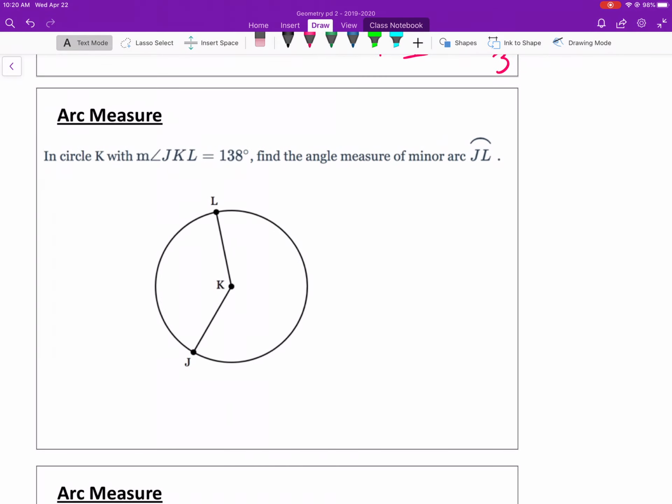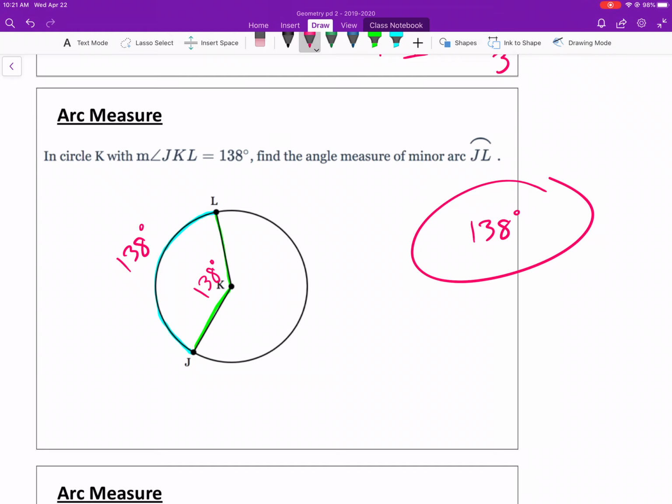So now the section in Delta Math that says arc measure. In circle K with the measure of angle JKL equal to 138 degrees. JKL, that angle is here. Find the measure of minor arc JL, which is that right there. All right. Now, this is a central angle. The central angle is equal to the intercepted arc, which is 138 degrees. Nothing too crazy. A central angle is exactly equal to the intercepted arc.